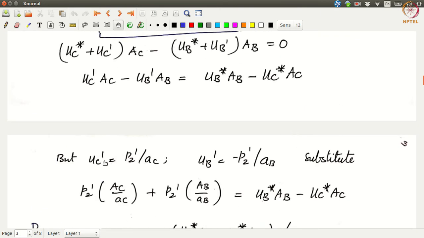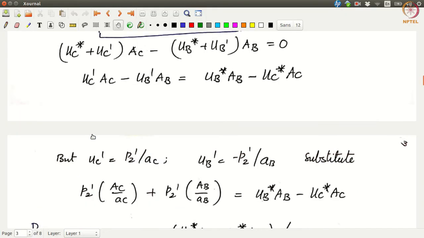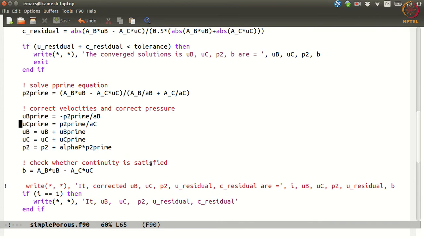Once you know P2 prime, your UB prime would be minus P2 prime by AB. That is written here. This is UB prime, and UC prime equals P2 prime by AC, right? Then UB equals UB star plus UB prime. Here, by the time I come here, UB star and UB are the same, right? When you add it to UB prime, the new value you get, I'm again storing it in UB. So UC gets overwritten: UC star plus UC prime gives me UC, right?